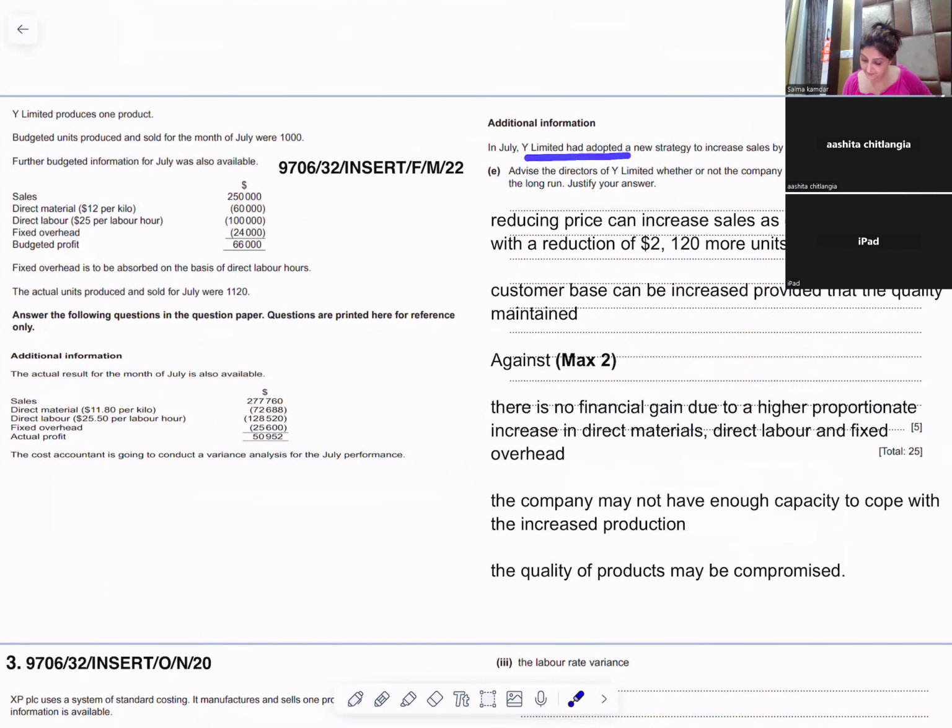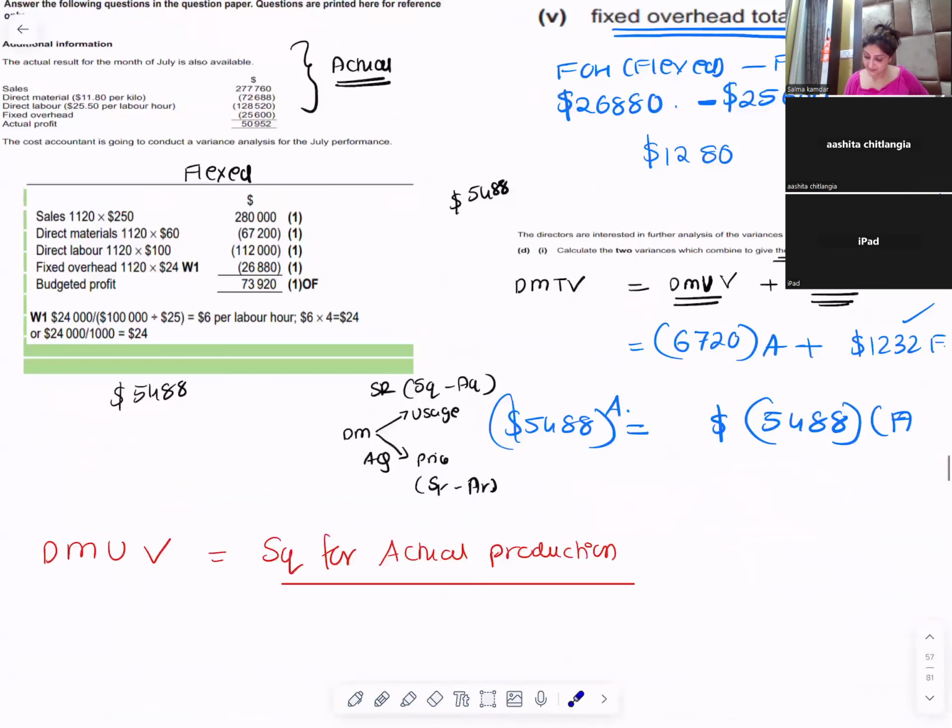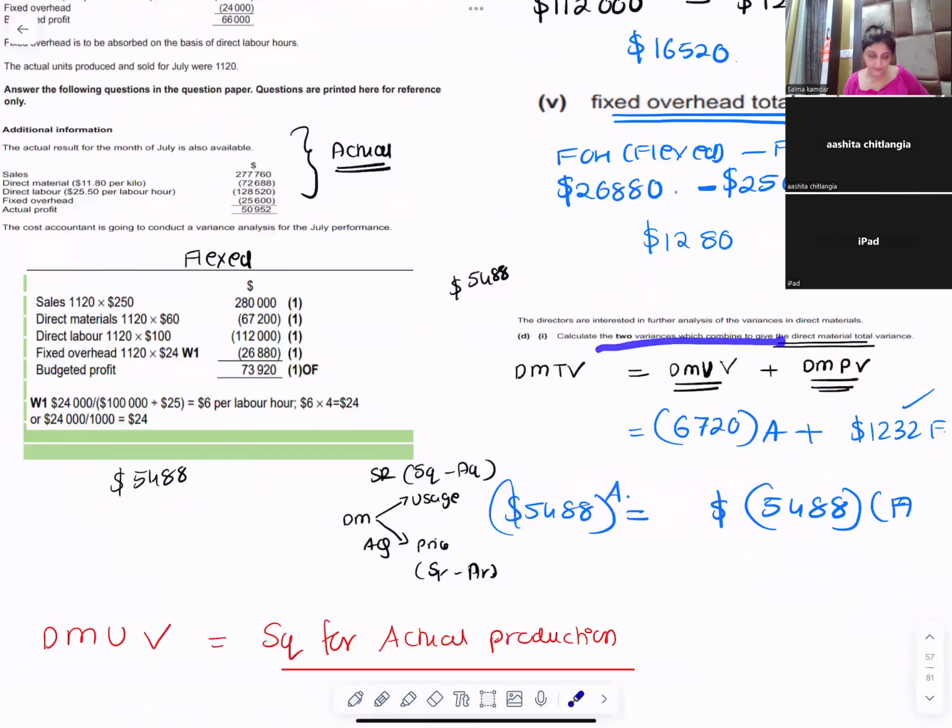Explain the likely causes of the variances calculated in question D(i). This is done, right? Calculate the two variances. There's another one below which says explain the likely causes of the variances calculated in question D(i). So explain. This is the explanation we did right now, the quality one.